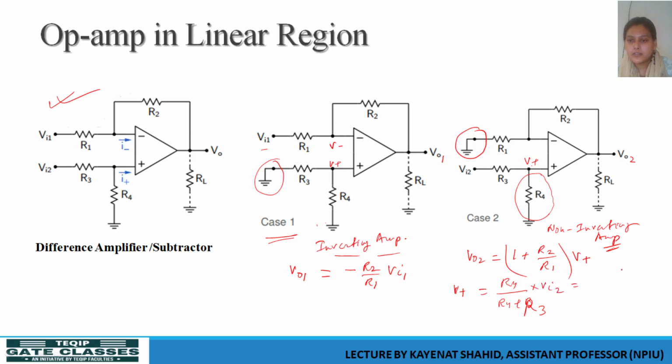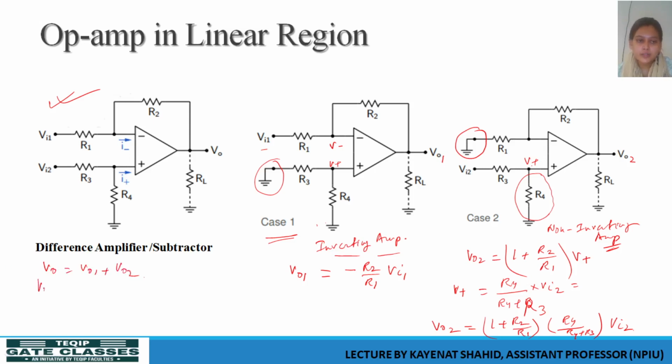If we write the overall equation, this VO2 is nothing but 1 plus R2 by R1, into R4 by R3 plus R4, into VI2. So the total output will be what? VO1 plus VO2. We are using superposition.